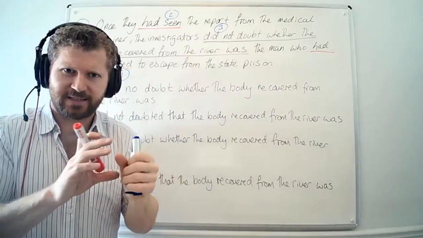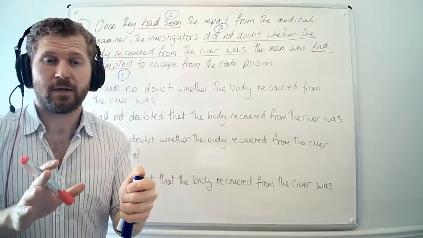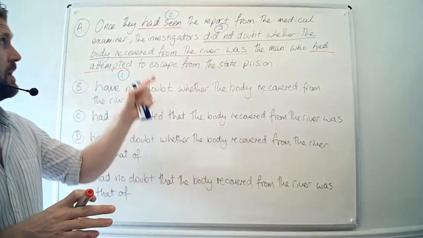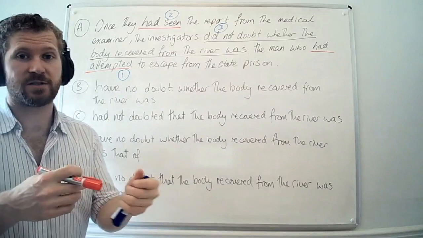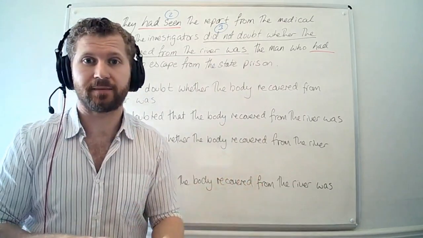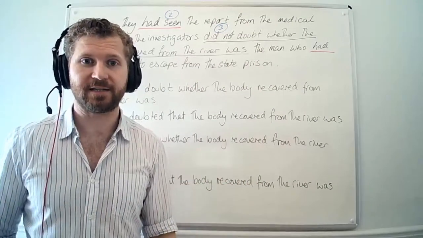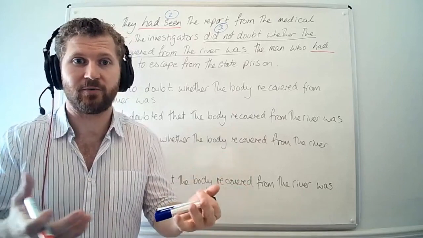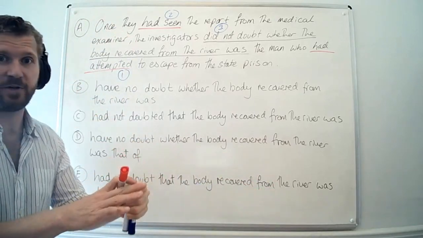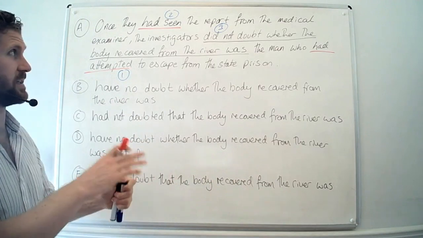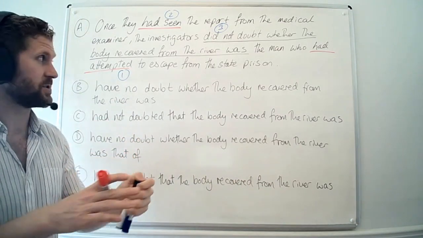So in terms of the technical aspects, A is looking okay to begin with. Yeah, the investigators did not doubt whether the body recovered from the river was the man. And it's okay, I'm going to leave A for now. I'm going to deal with the tenses and the other things before we worry about whether or not A is right. All right, so as we said, past perfect twice in the original sentence. I need something that's going to stop this.